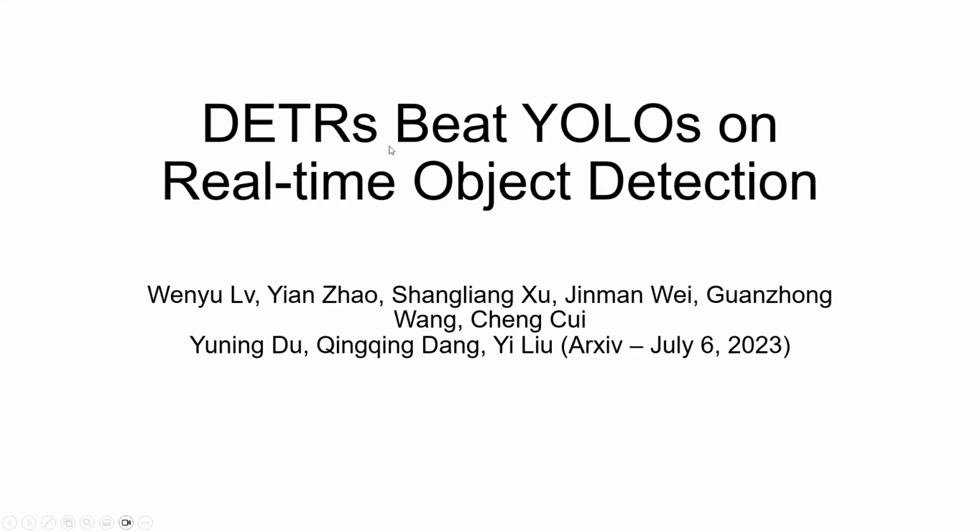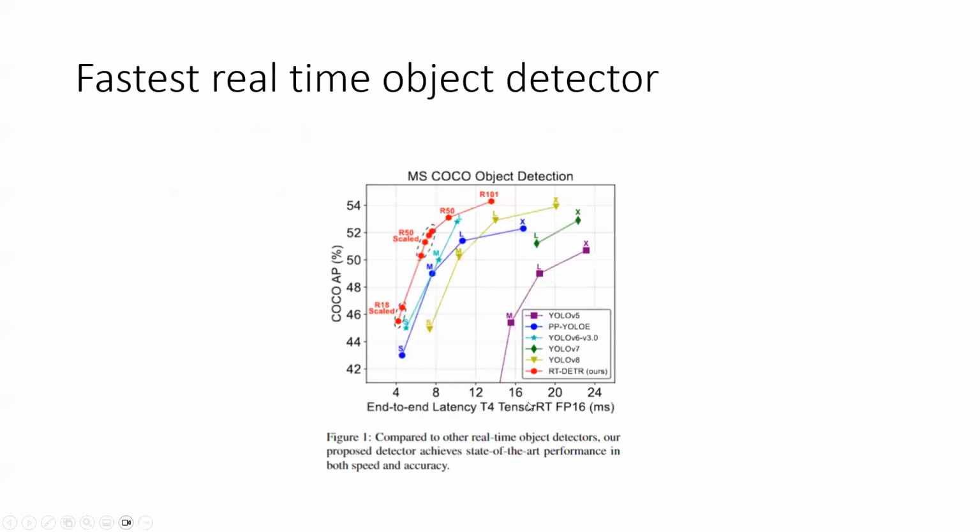So, hi everyone. Today I'm going to be presenting this paper, DETR. DETR beats YOLOs on real-time object detection. This paper is originally on arXiv. It's not published yet, but because of its speed and score, I decided to work on it, and I'm presenting it today because of that reason.